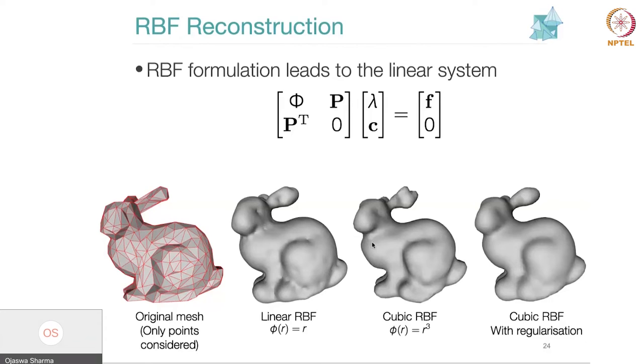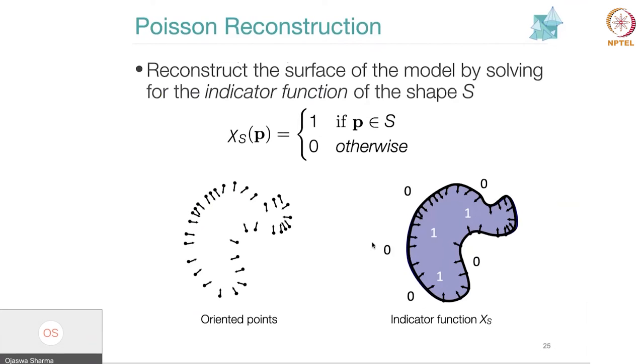All right. So that was RBF, and then came the Poisson reconstruction method. It's a very interesting method again. Poisson reconstruction tries to recover the shape from a set of oriented points. So again, every point has a direction, a normal vector associated with it.